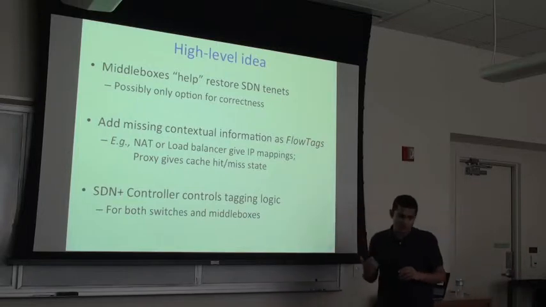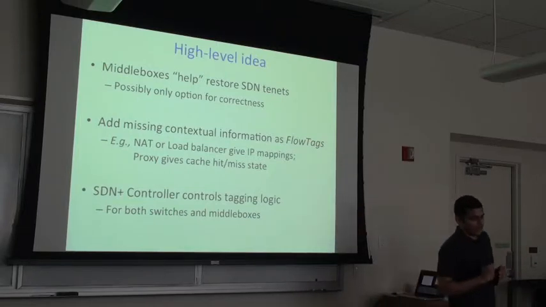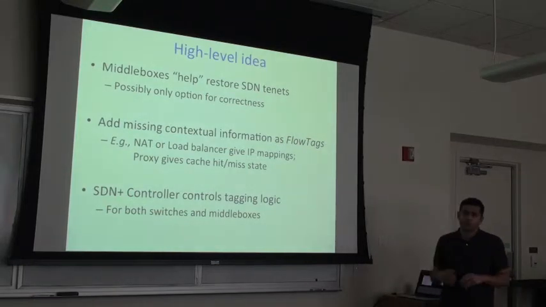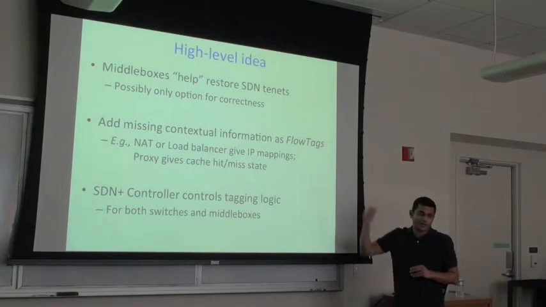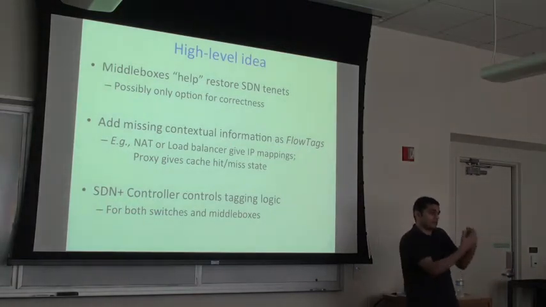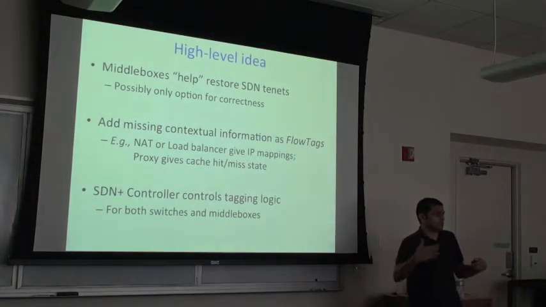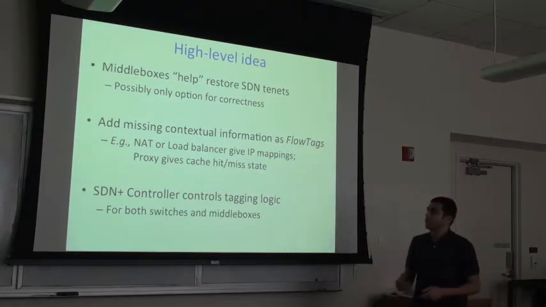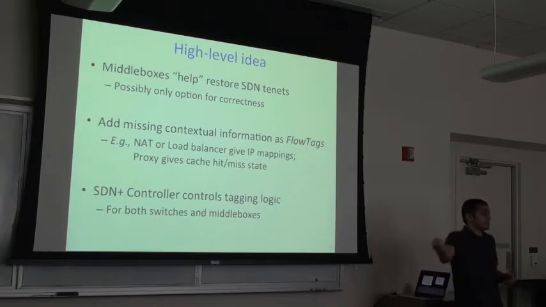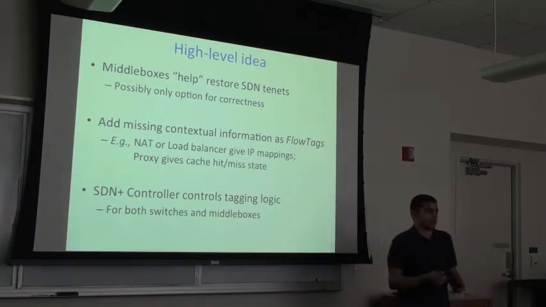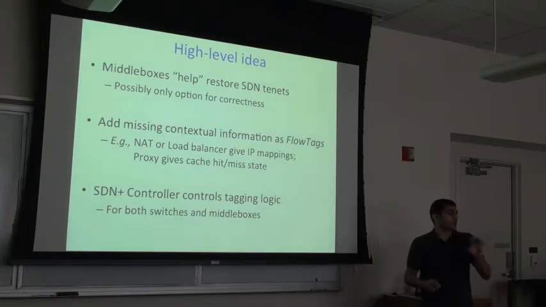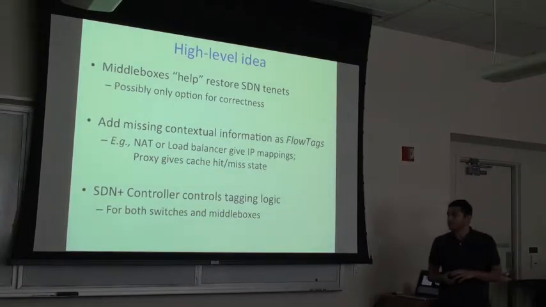Really, what we want these middle boxes to do is expose this missing contextual information. You have this causal context of what the packet went through, and we want to expose that as what we call flow tags. Each flow is contextually tagged with its processing context, or provenance, and we need that to be exposed by the middle boxes. For example, the NAT may tell you, here's the public to private IP mapping, or the proxy might tell you this packet was a result of a cache hit, or this other packet was a result of a cache miss. Now it's up to you to do what you want to do, but I'm exposing the processing context to you.